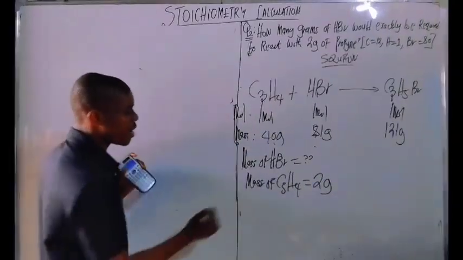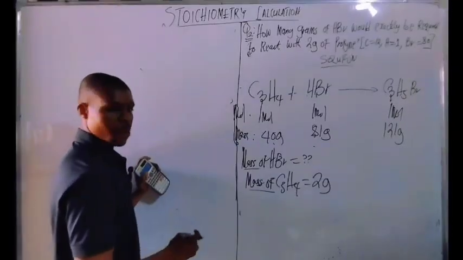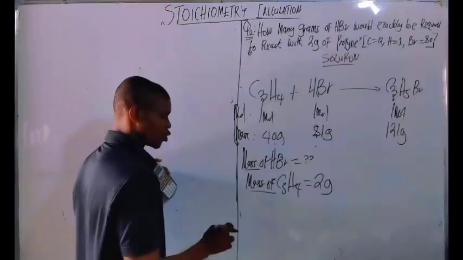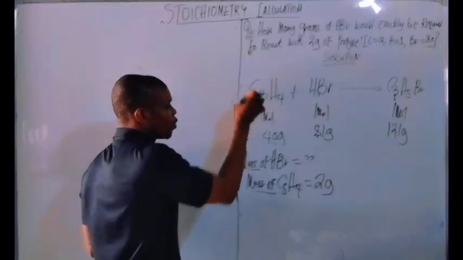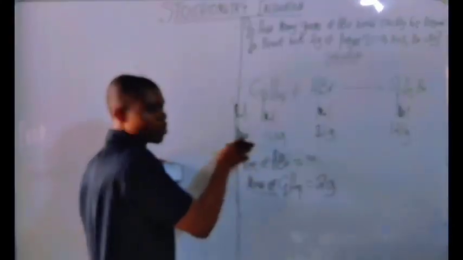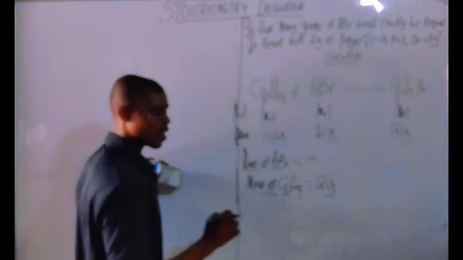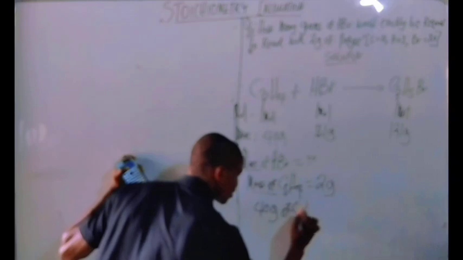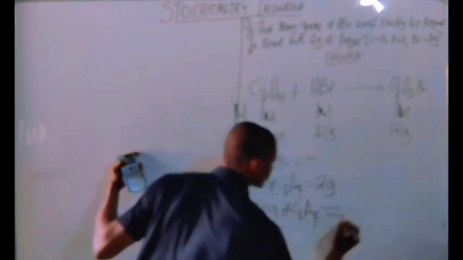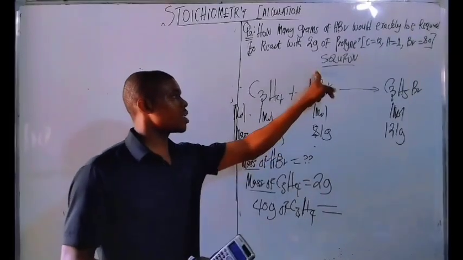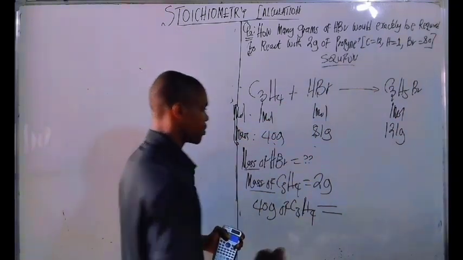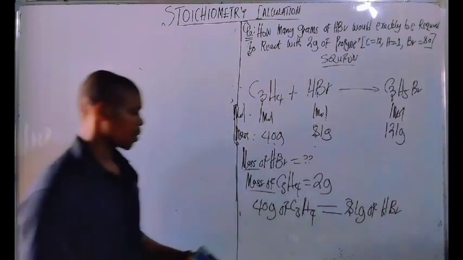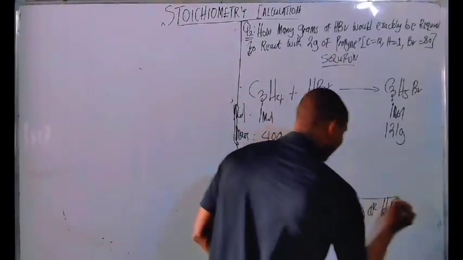If you check very well, they are talking about mass and mass, so it's going to be mass and mass. Hope you understand. They gave us the mass of this one here. Now what is the mass of propane in the balanced equation? 40 grams. So it's going to be 40 grams of C3H4 equals 81 grams of HBr. That is it, for the balanced chemical equation.